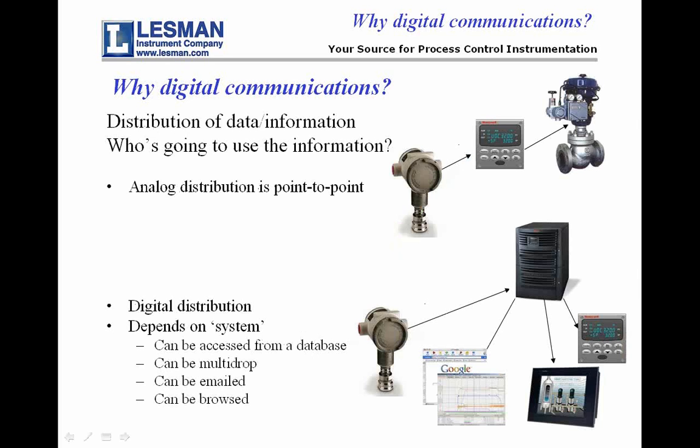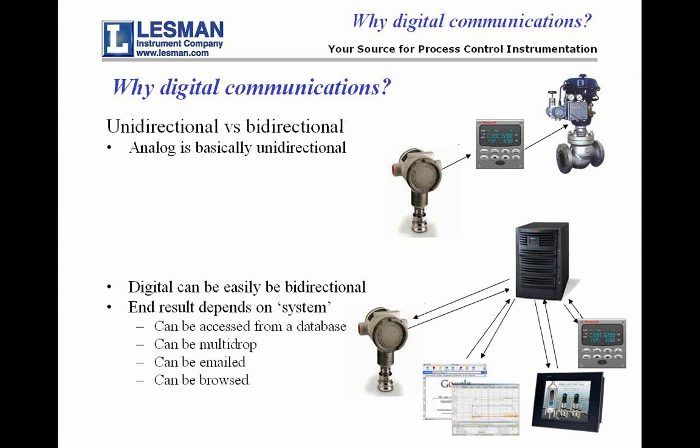Once it gets back there, there's always a question of the distribution of the data. How do I get the data to the people that really need it out there? Analog is inherently unidirectional and point-to-point. I can send it from here to the controller and from the controller out to the valve. When I go digital, I can send it from here to a box. It'll take it, and I can send it out to the controller. I can send it to an HMI panel. I can even, in many cases, send it to a browser nowadays, where the browser is going to display that information for me.